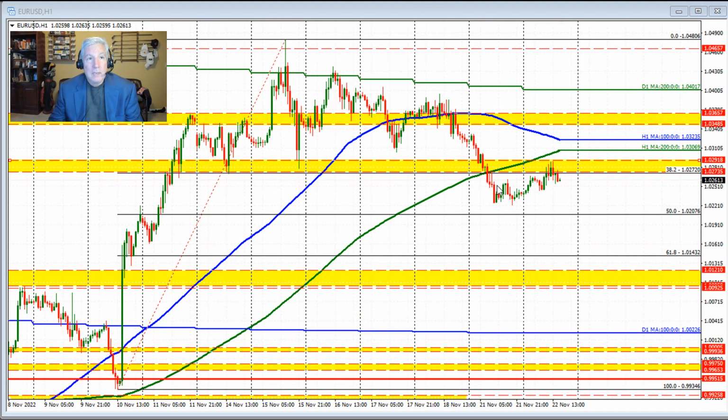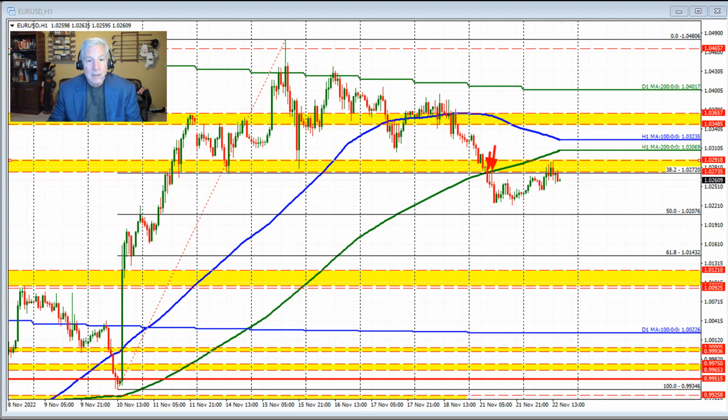We saw the euro move down sharply yesterday. Really started on Friday. Friday's trade to the downside, moving away from the 100-hour moving average right here. The 200-hour moving average was broken during trading yesterday, and the market was able to stay below that 200-hour moving average right through here after the break, and that gave the sellers the go-ahead to push lower.